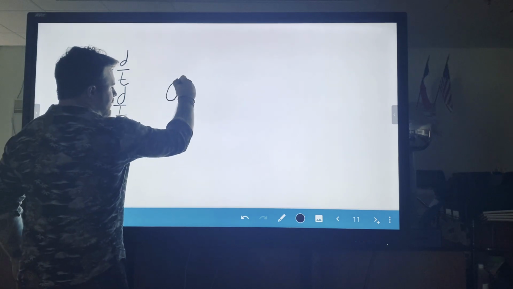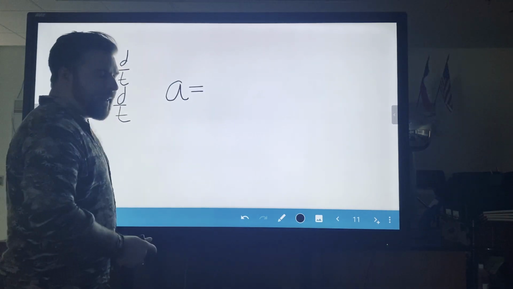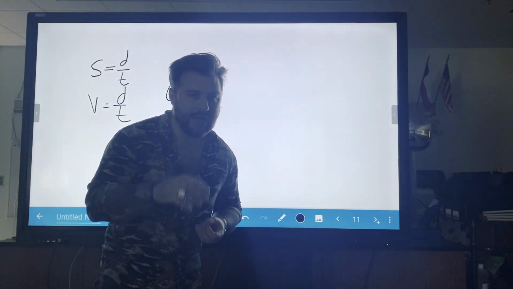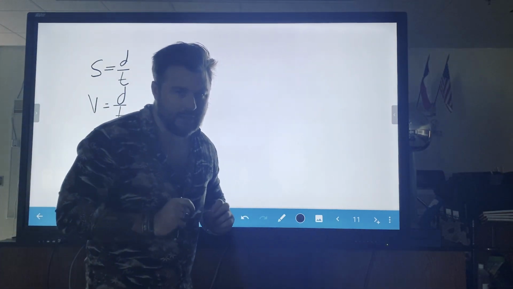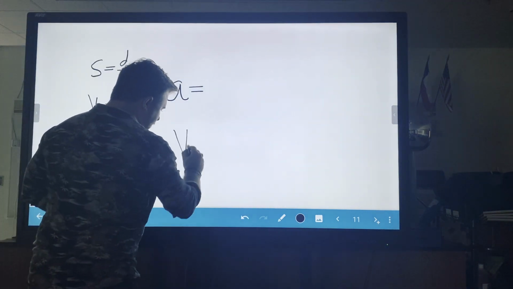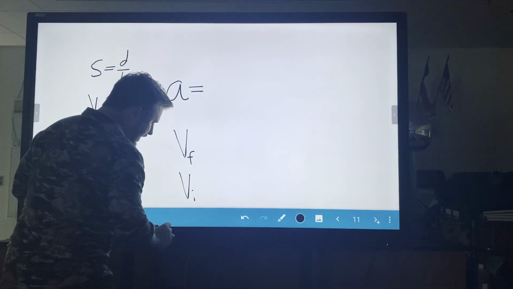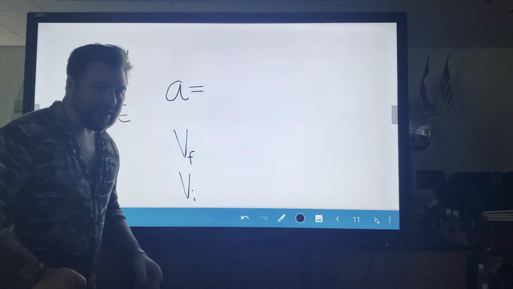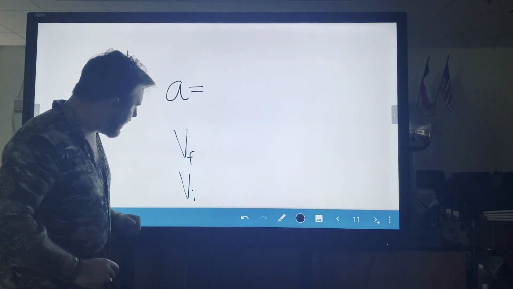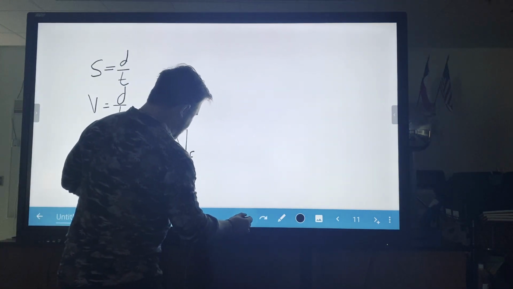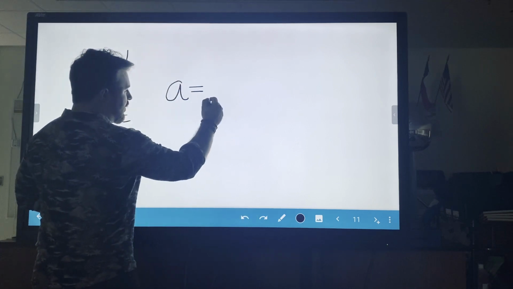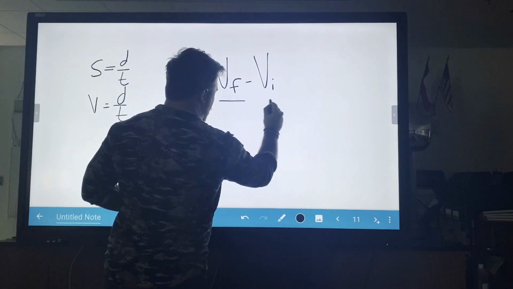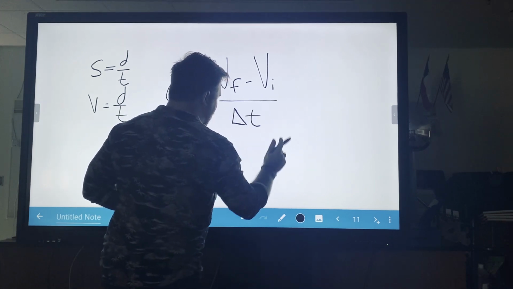So my acceleration is going to equal, right? I'm going to start at one velocity, and I'm going to end up at another velocity. I have velocity 1, velocity 2. Now we're going to call those something. V sub f and V sub i. This is the final velocity. See that f? And this is the initial velocity. See that i? So we're going to take those and put these in this equation: V sub f minus V sub i over the change in time.